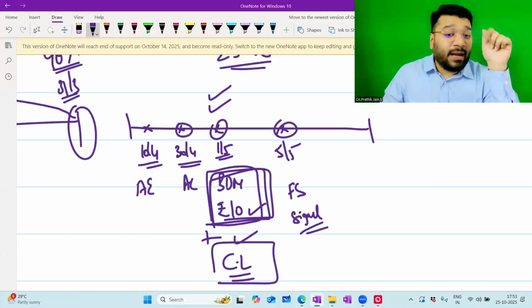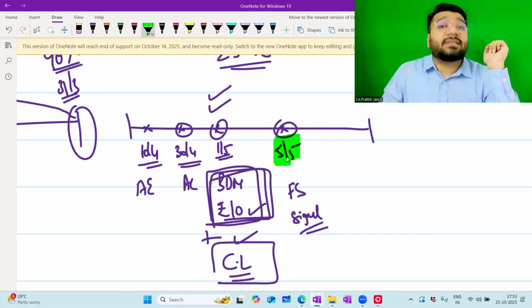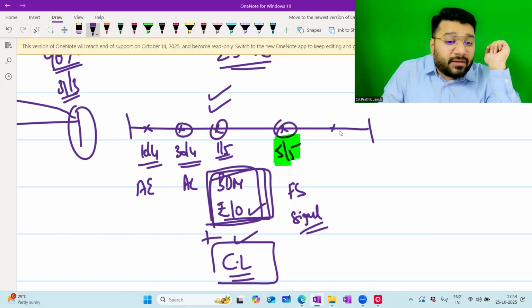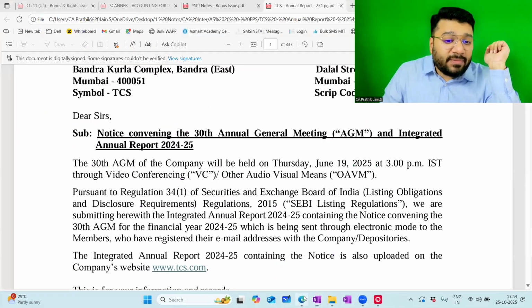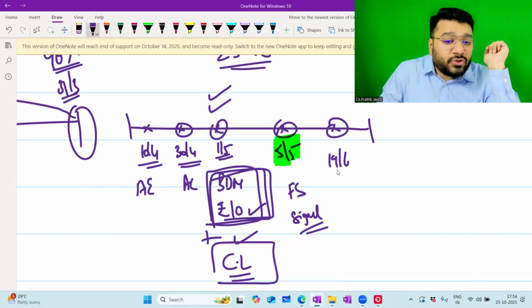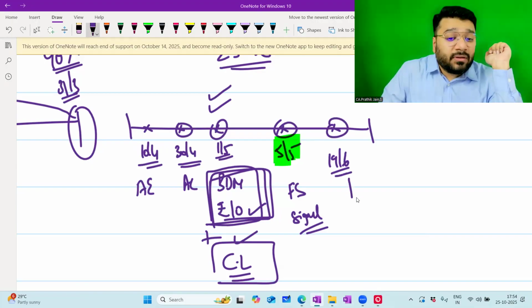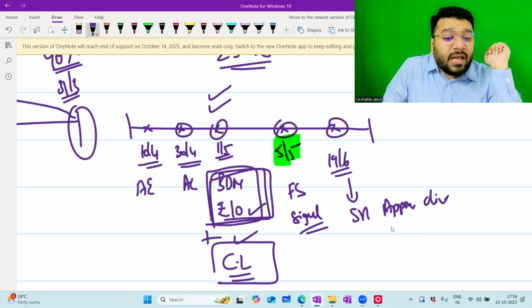Which means what I'm trying to say is that on the 5th of May, the financial statement is signed. When is the AGM held? In this example, the AGM is held on the 19th of June. In this AGM, the shareholders will approve the dividend.